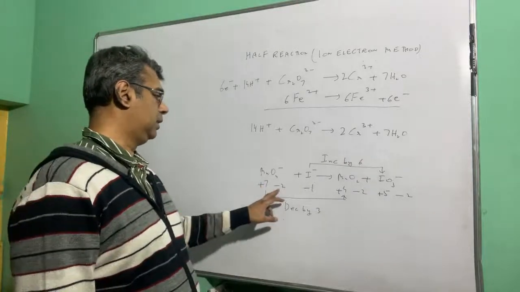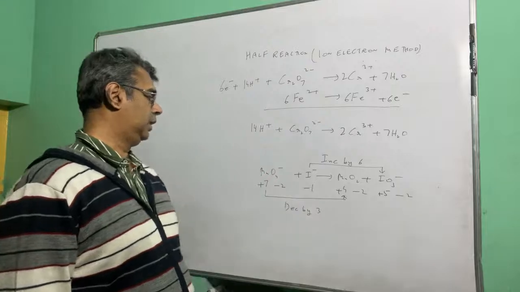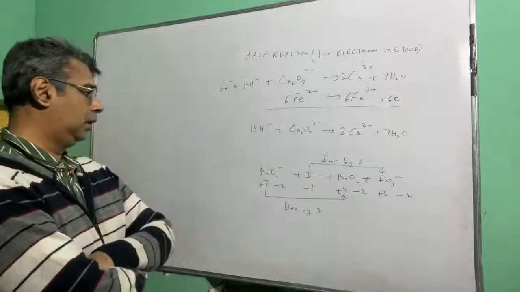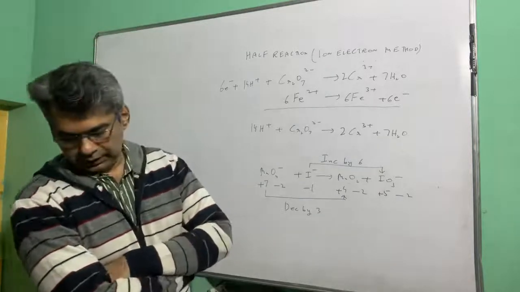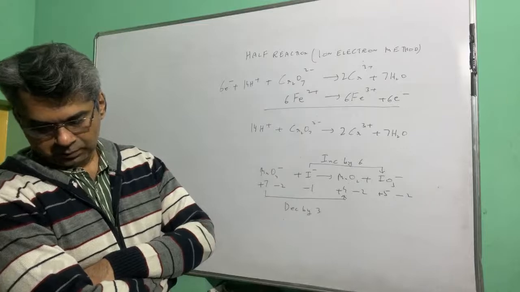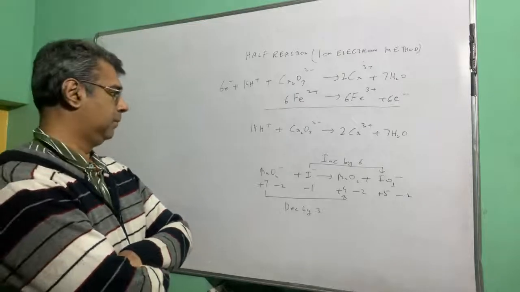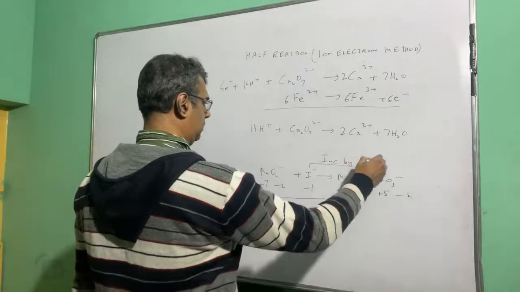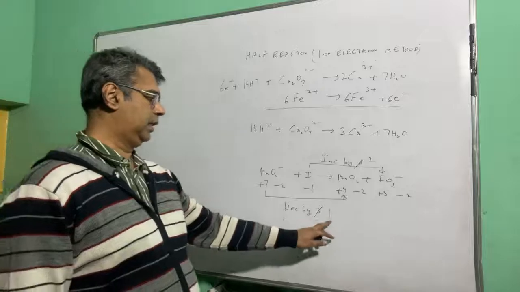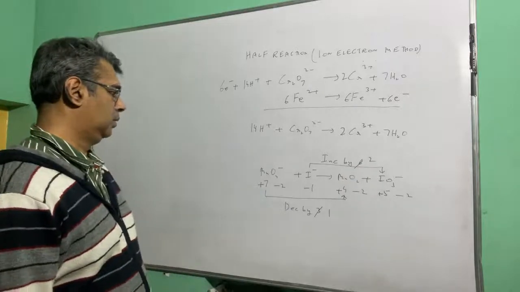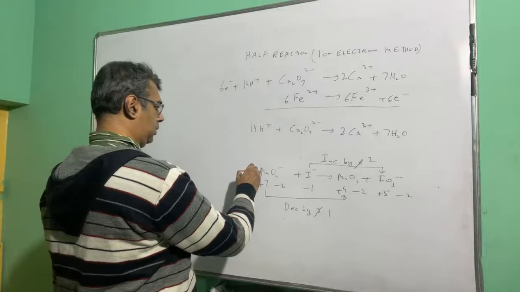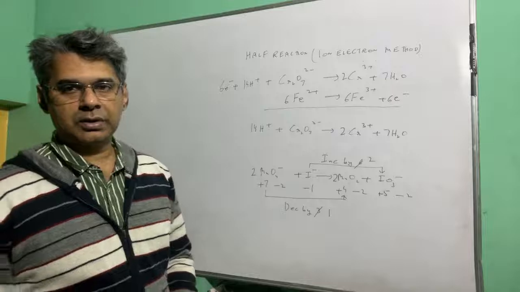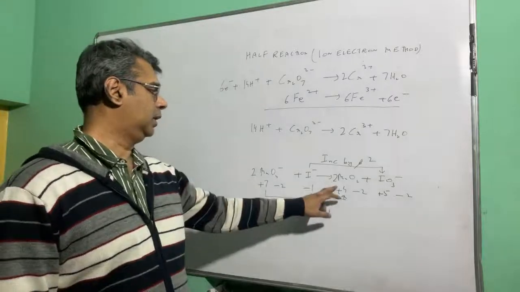So manganese is changing from 7 to 4, so decrease by 3, and iodine is changing from -1 to 5, so increase by 6. So we can do one thing, we can reduce 3 to 1 and 6 to 2. So that means according to that, you'll have to put a 2 here and you'll have to put a 2 here. Let's do it with oxidation number method.